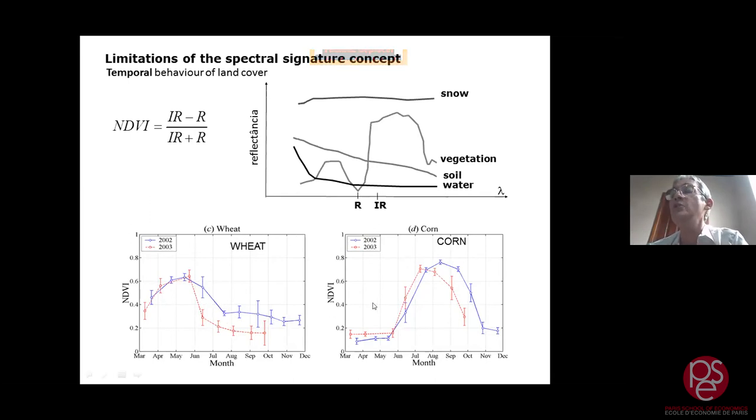And this shows that if I have an NDVI measurement just at one date, I will lose all this information, which is very, very interesting.